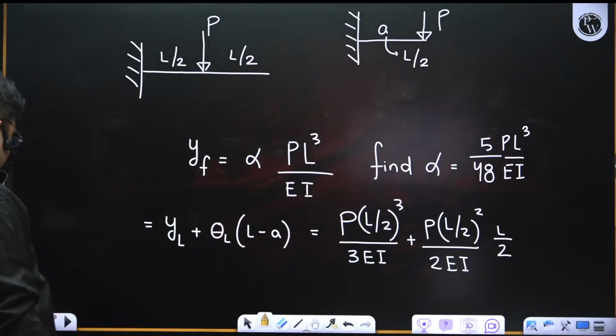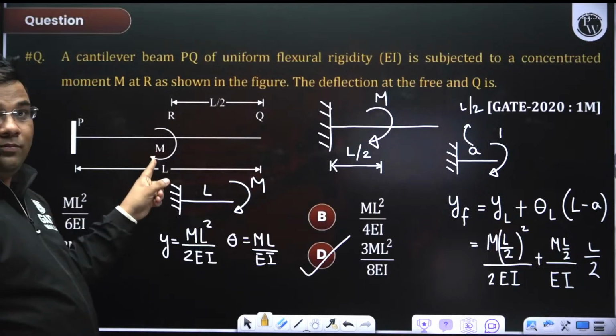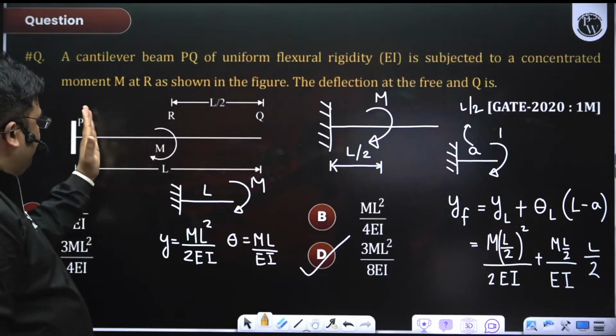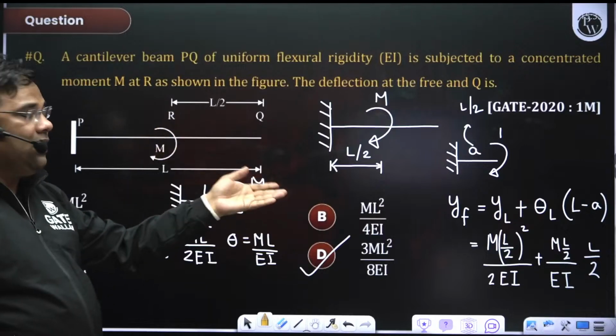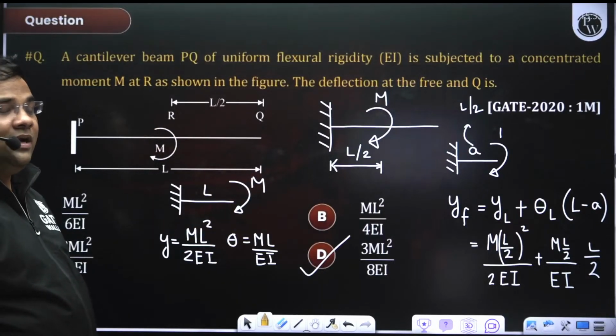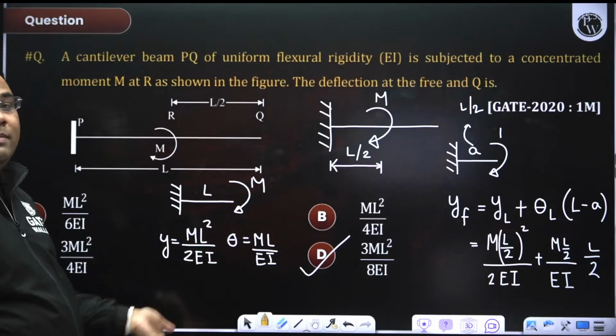end. Right? Similarly, here also for the moment, they can place the moment anywhere. If they place the moment anywhere, still you can find out the deflection at the free end if you know the standard formula and this method.